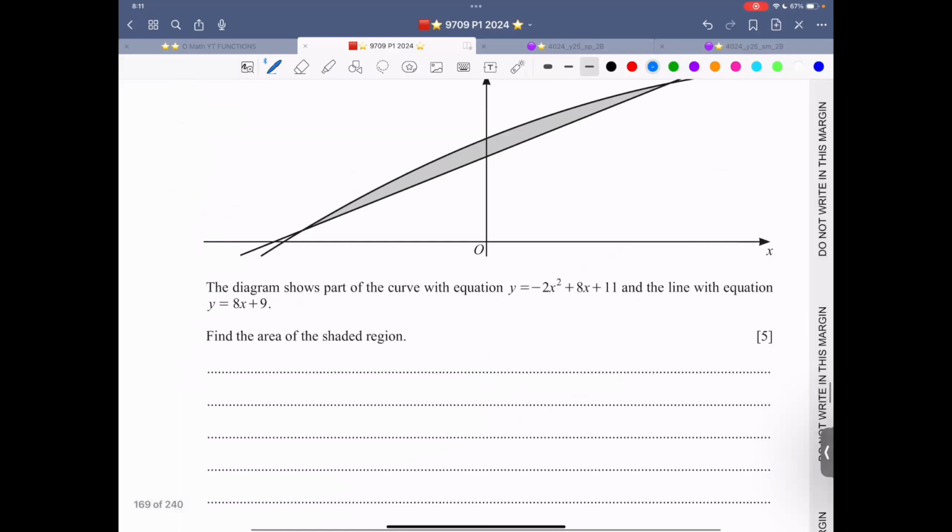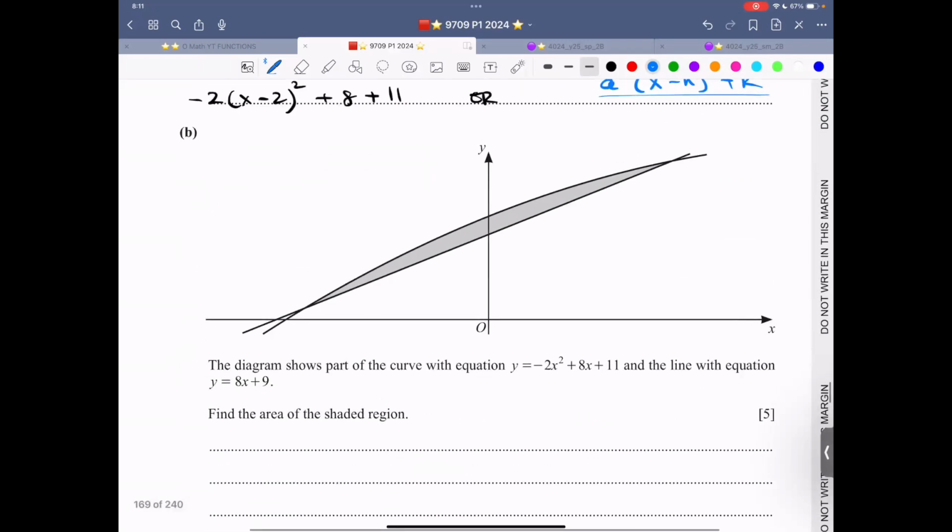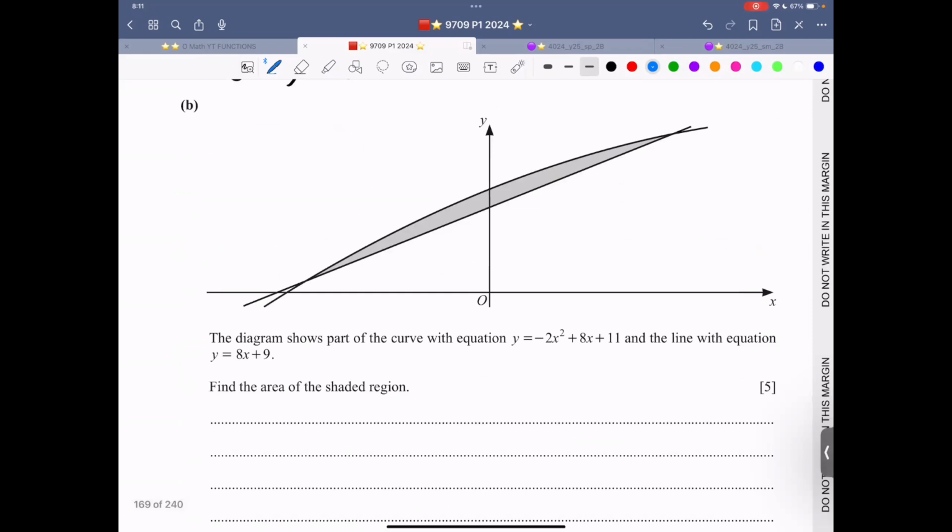Nothing more is to be done. Now it says the diagram shows part of the curve with this equation and the line with this equation. Find the area of the shaded region for 5 marks. The very first thing you should get started with is to find these 2 points.